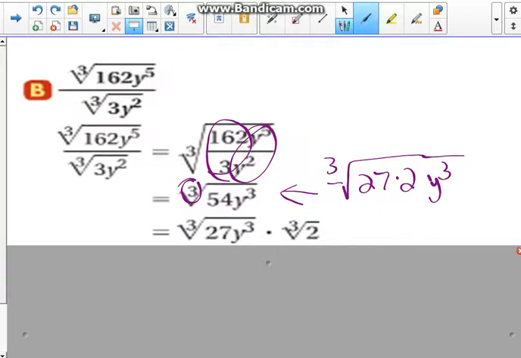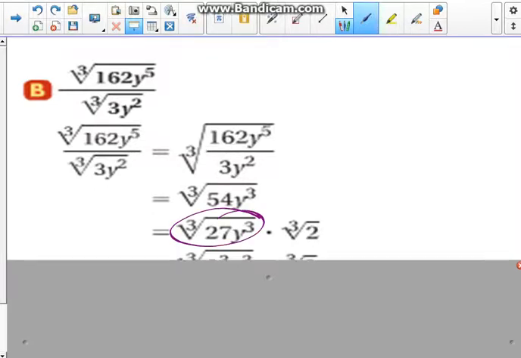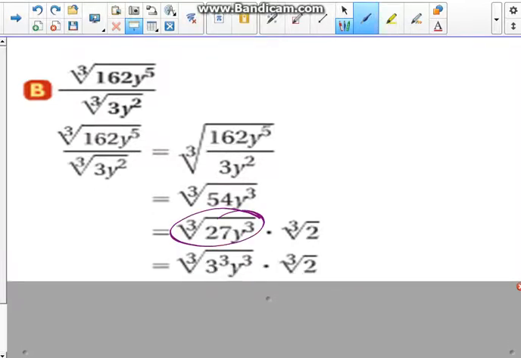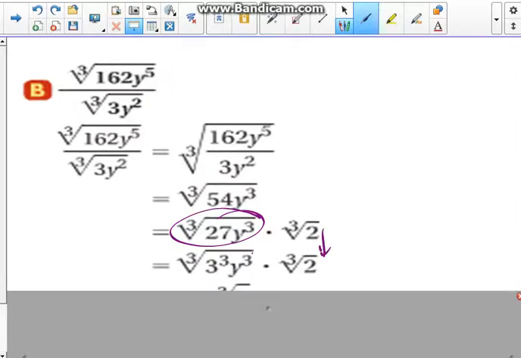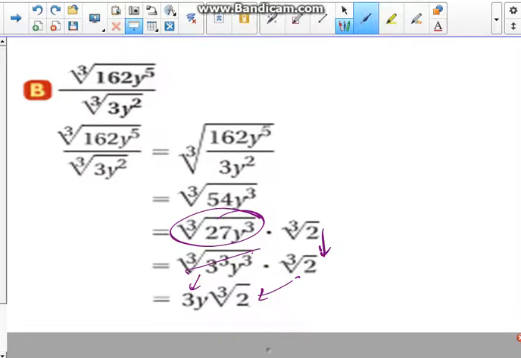All right. So now they just split it up, 27 y cubed in the first radical, and then the cubed root there. Okay, so now we can rewrite this as 3 cubed y cubed. So the cubic root of 3 cubed y cubed, and then this is just a straight copy down, cube root of 2. So now this becomes 3y times the cube root of 2. So that's our answer, 3y times the cubed root of 2.